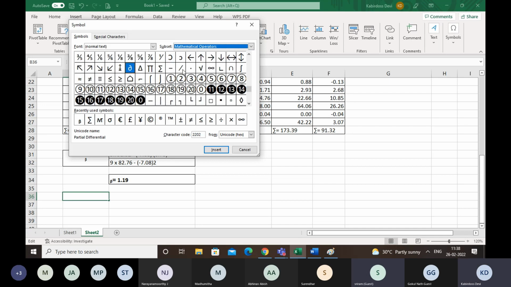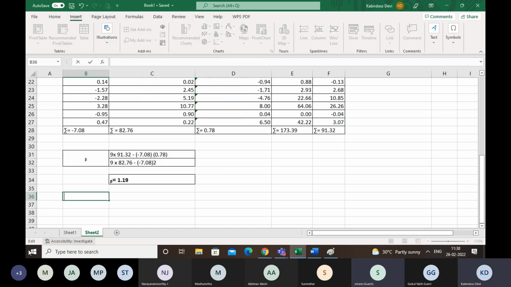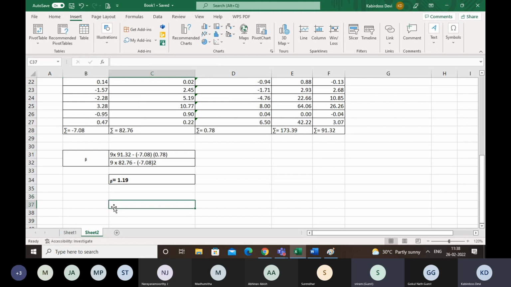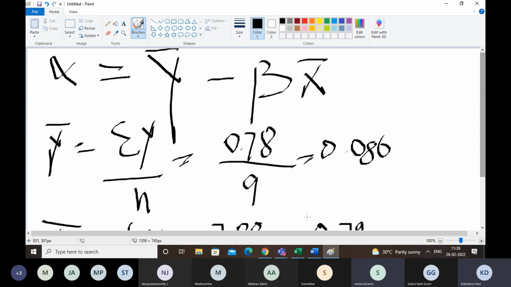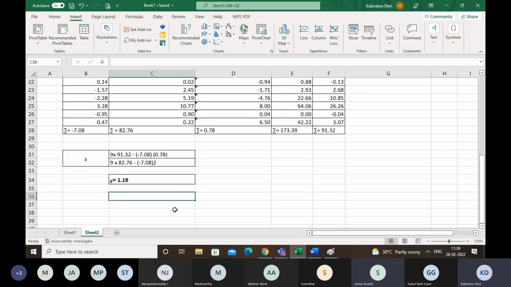Mathematical operator, there is no alpha at all. Okay, no problem. Alpha, you know, right? How do we do with alpha? Alpha is one straight formula. Alpha is y bar minus beta into x bar. So I just put that here.